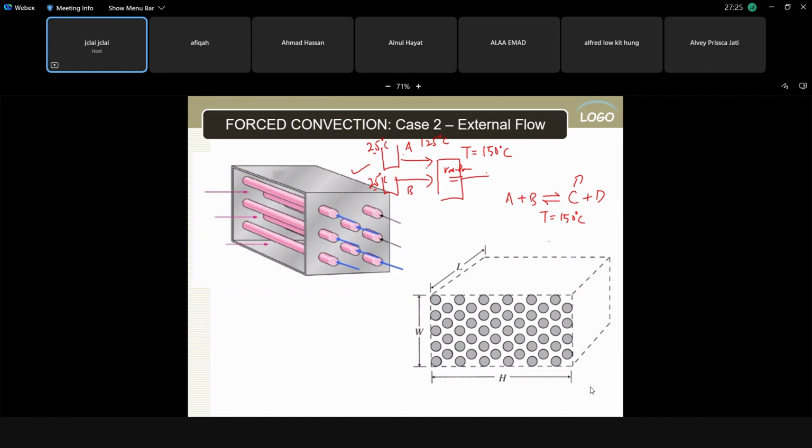So what is normally practiced in the industry is, before pumping A and B into the reactor, you need to preheat your A and B. Okay, so what they use for preheating, normally they use a heat exchanger. Okay, so they install heat exchangers here and here, to heat up your raw material, let's say from 25 to, let's say, 125.